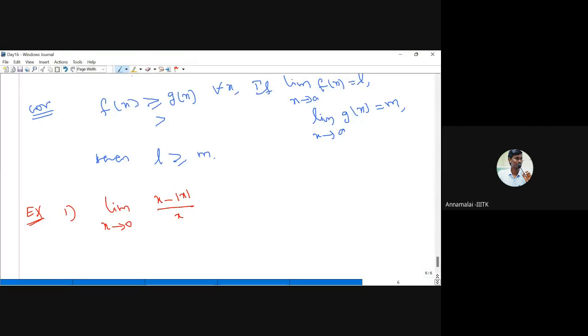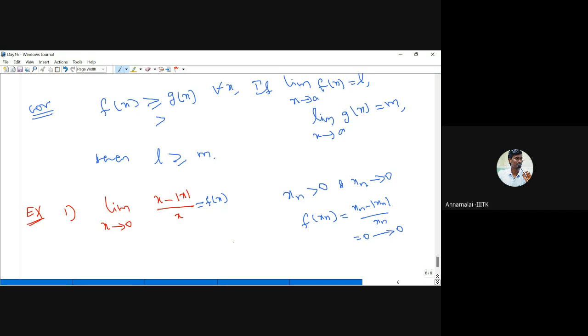Now what is the right hand limit? If you take any sequence xn which is bigger than 0 and xn converges to 0, then what is f of xn? Our function f of x is x minus mod x by x. So f of xn is xn minus modulus of xn by xn. Since xn is positive, modulus of xn is xn. Therefore xn minus xn is 0. This 0 sequence converges to 0. Therefore the right hand limit is 0.